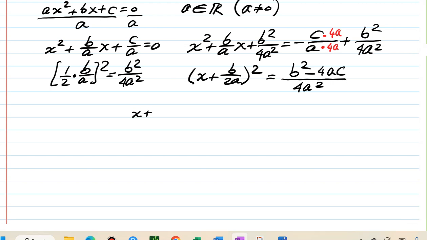Perfect. Next step, we're going to take the square root of both sides. Now, when we take the square root of the left side, we just have x plus b over 2a. On the right side, we're going to have plus or minus, and then we have a square root at the top, b squared minus 4ac, which probably looks familiar to most of you. And in the denominator, though, we have the square root of 4a squared.